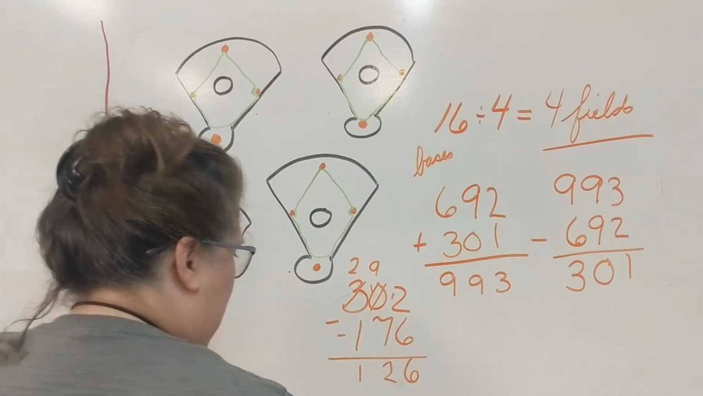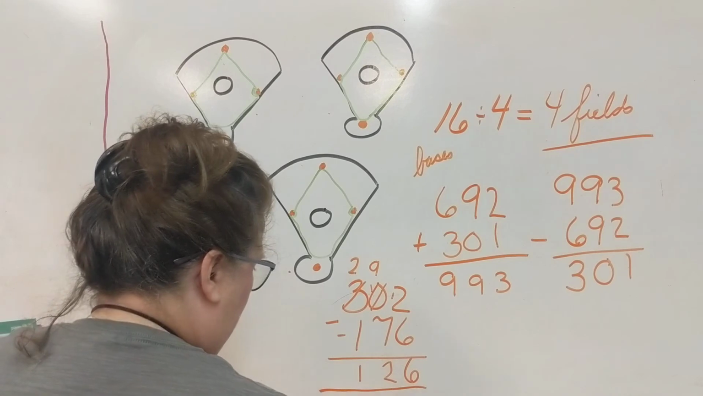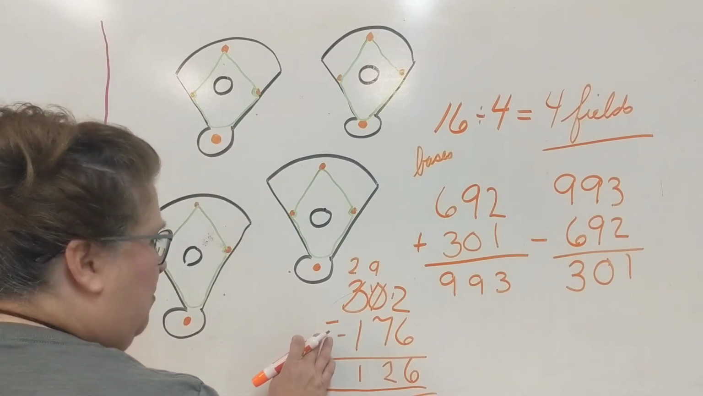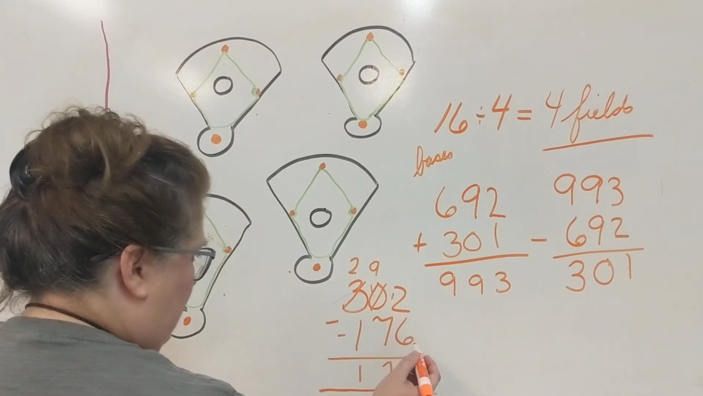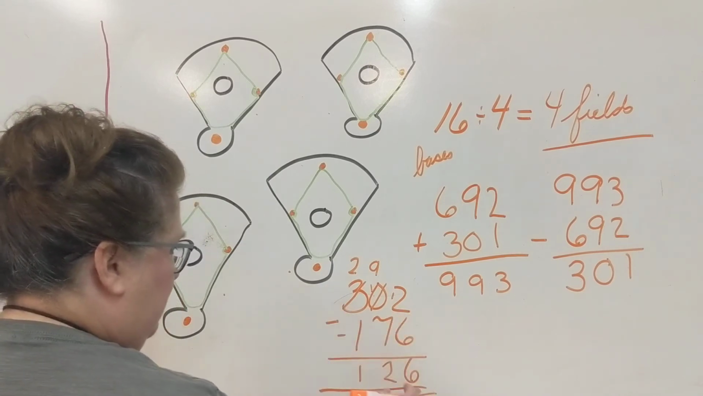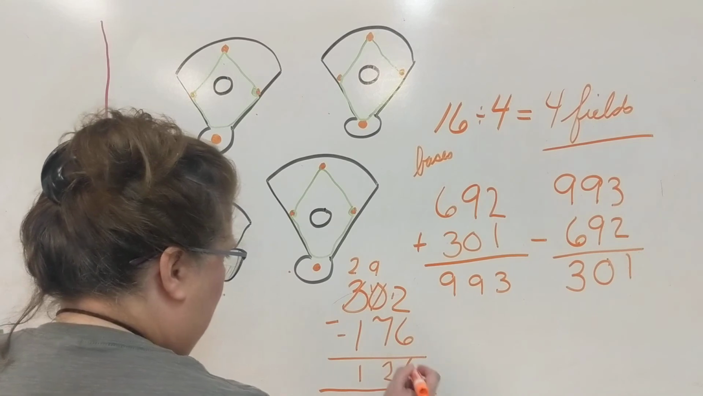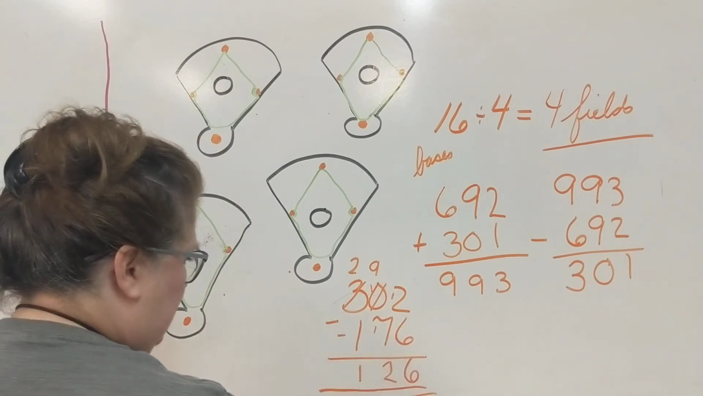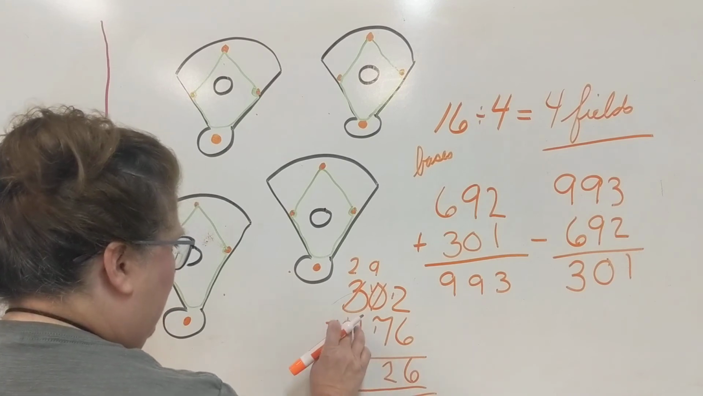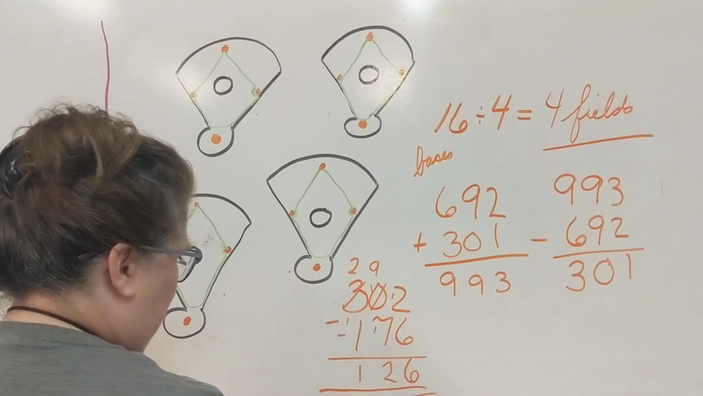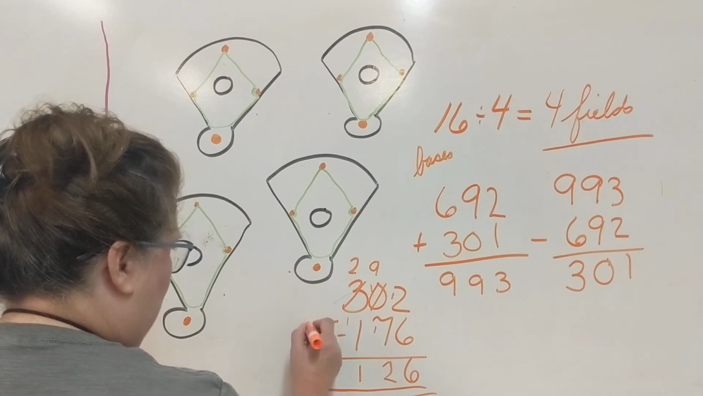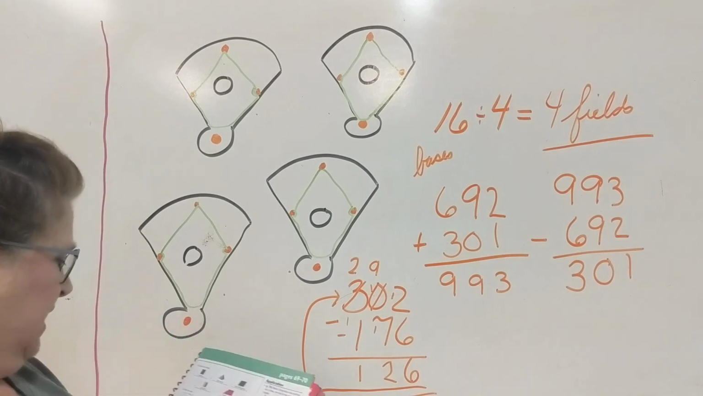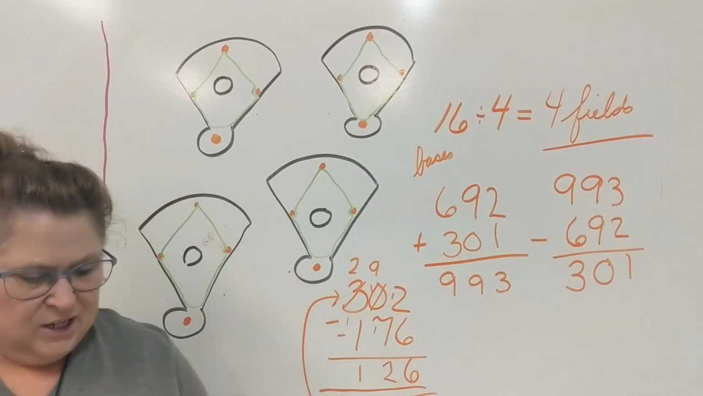Now remember, to check it, we'll draw 2 lines under our difference. And we're going to add our difference to our subtrahend. And it should equal our minuend. 6 plus 6 is 12. Put 2 down, carry the 1. 7 plus 1 is 8, plus 2 is 10. Put 0 down, carry the 1. 1 plus 1 plus 1 is 3. Our sum, 302, equals our minuend, 302. So that is how you will check your subtraction problems.